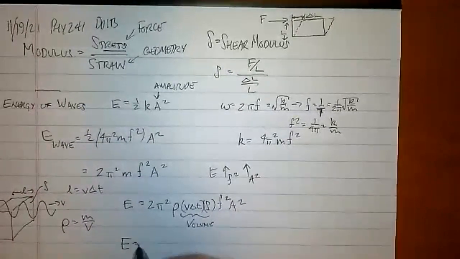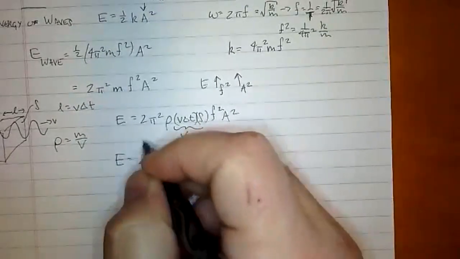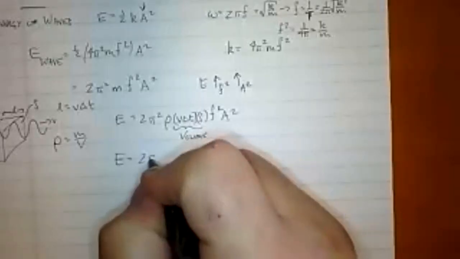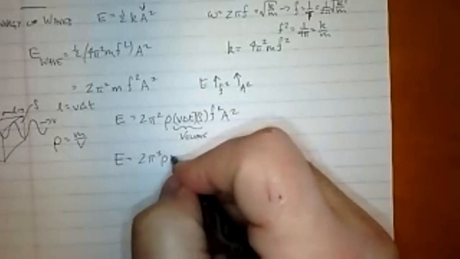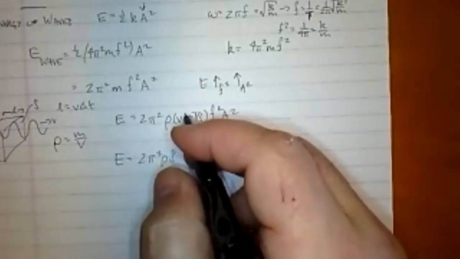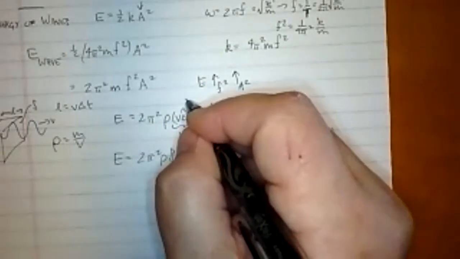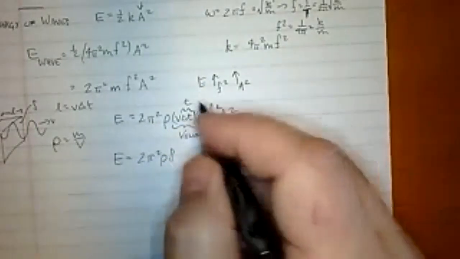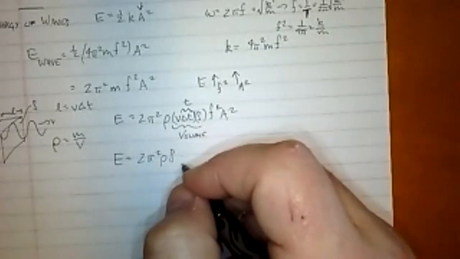I'm going to say energy is equal to 2 pi squared. Let me put it in the same order that I normally do. We normally do 2 pi squared rho, then I do S, and then I do v times, instead of delta t, let's just call that t. Sorry about that. I was remembering my relativistic stuff where I was using delta t, and I just instinctively used delta t.